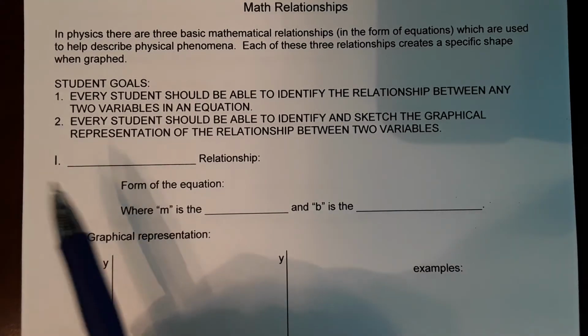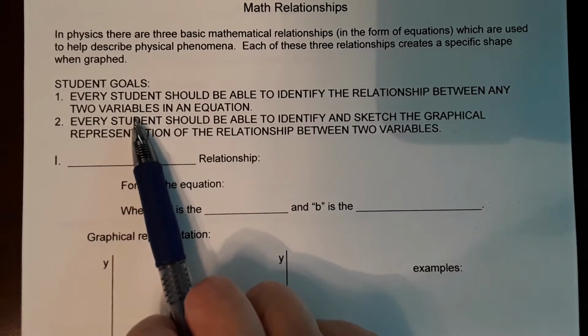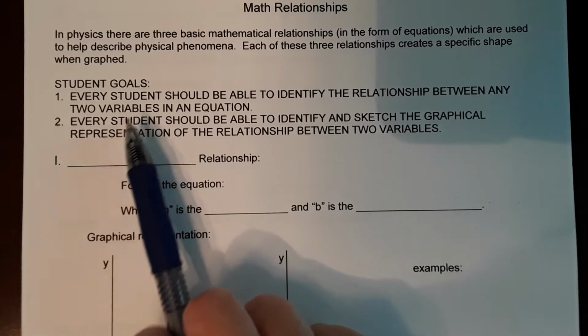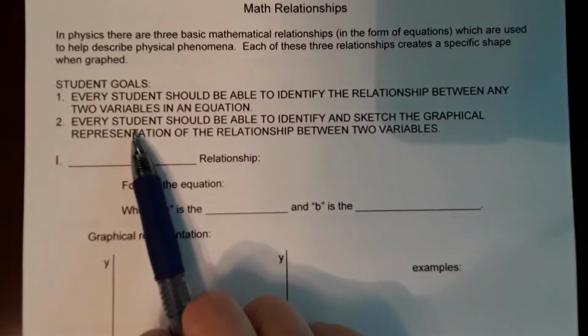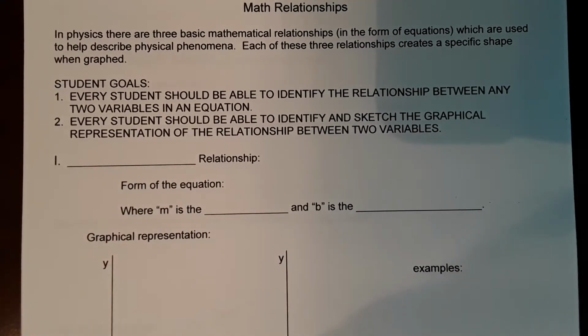Now, at the end of the lesson, every student should be able to identify the relationship between any two variables in an equation, and I'm going to show you how to do that. And every student should be able to identify and sketch the graphical representation of that relationship between those variables.